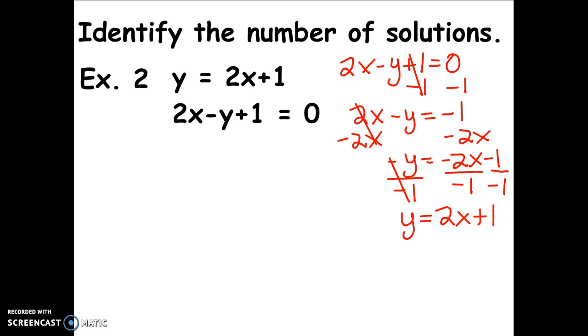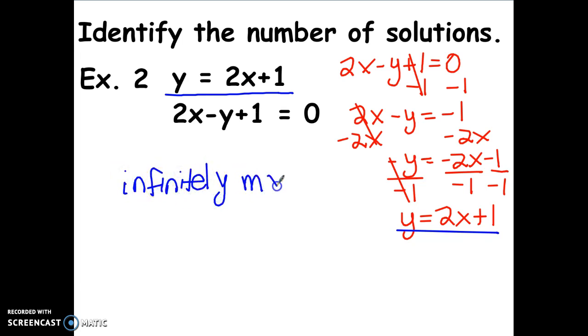Okay? So now the two equations that I have are y equals 2x plus 1 and y equals 2x plus 1. Well, I can see right off the bat that this is the exact same equation. So that tells me same slope, same y-intercept, which means infinitely many solutions. All right, pause the video here if you need to continue writing down the work.